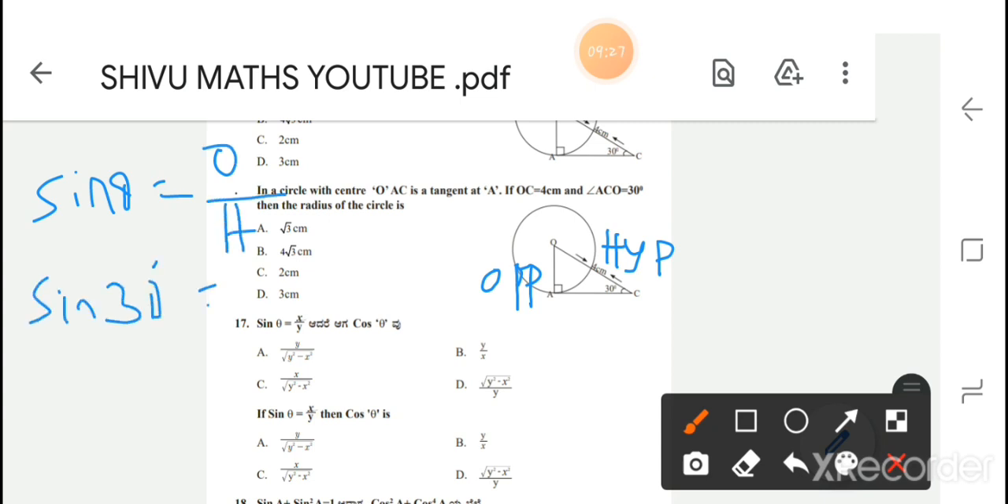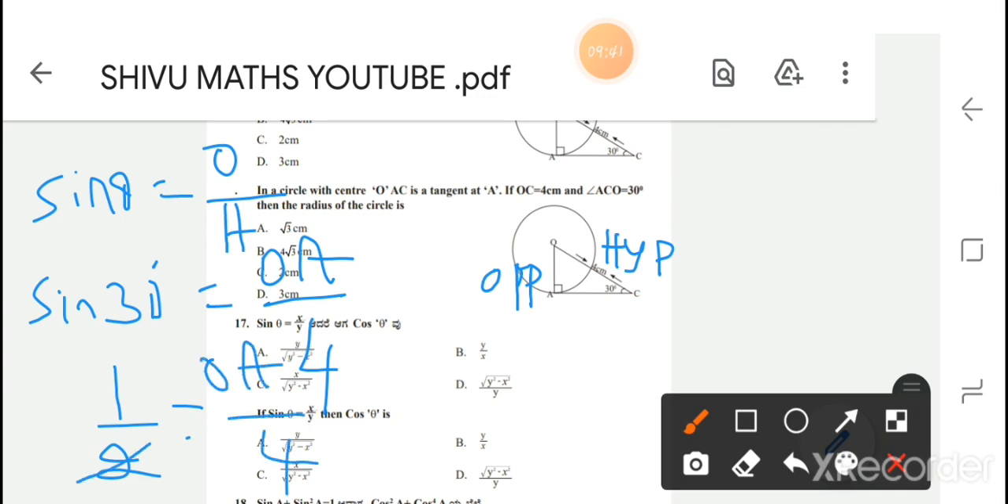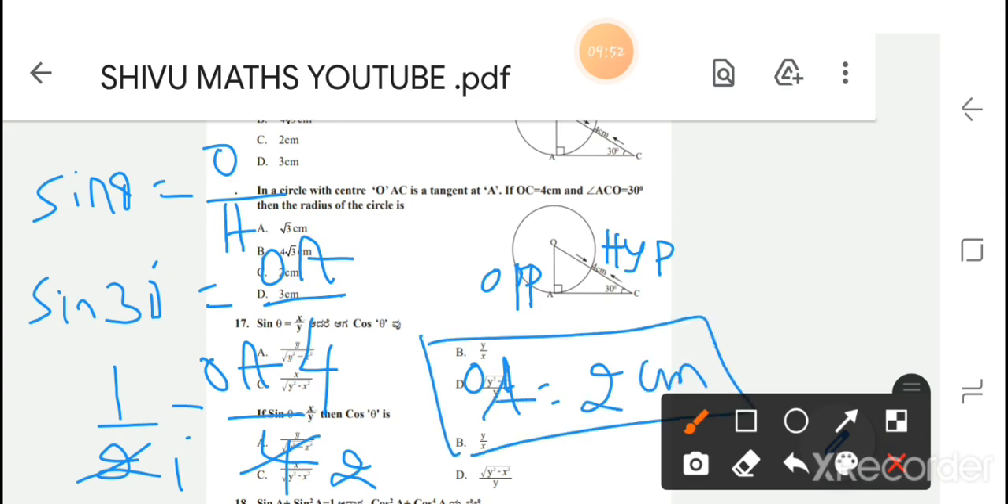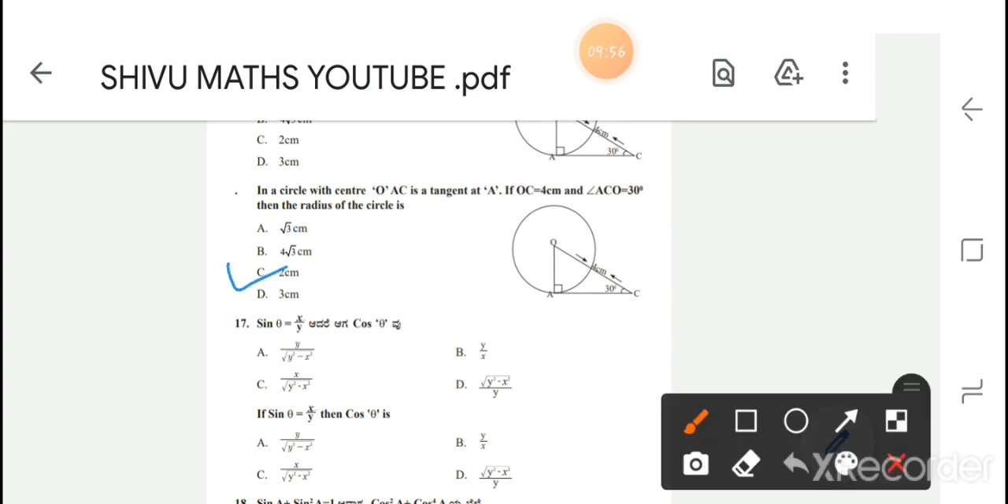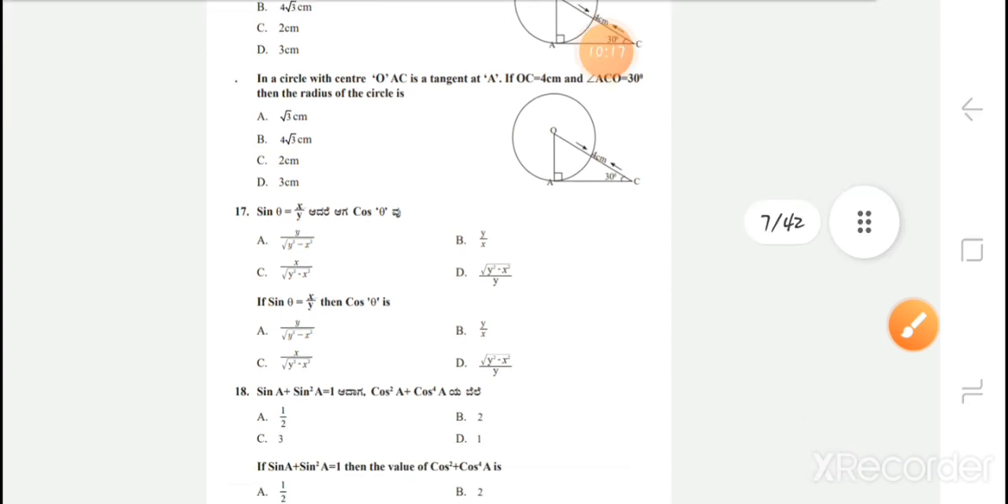So here theta is 30 degrees. That is equal to opposite, the radius OA, by hypotenuse, which is given as 4 cm. Sine 30 is 1 by 2. So 1 by 2 is equal to OA by 4. Then OA is equal to 2 centimeter. Option C is the right answer. Here don't take the circle concept, you need to take the trigonometry concept. It is easy to find because the hypotenuse is given and you need to find the opposite. Opposite is the radius, and hypotenuse is the distance from the center to the external point. So it is an easy way of calculating the radius of a circle.